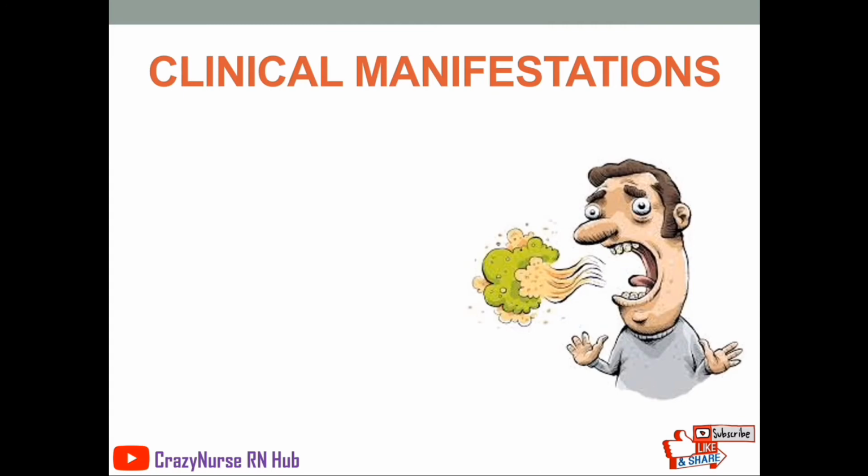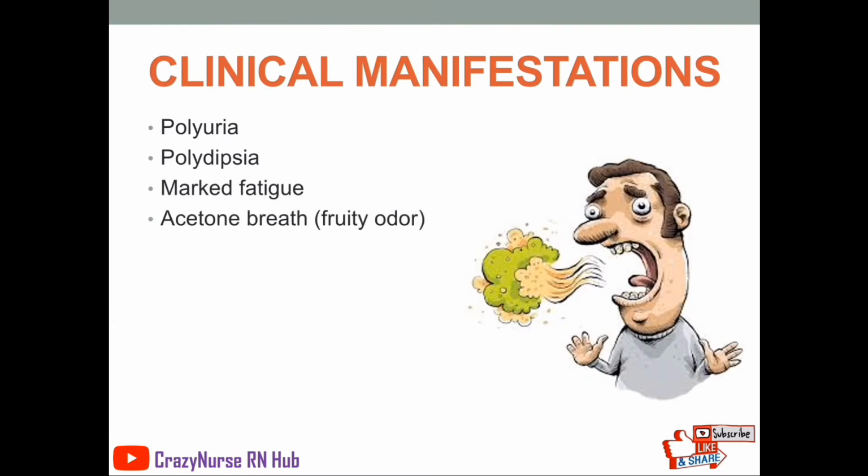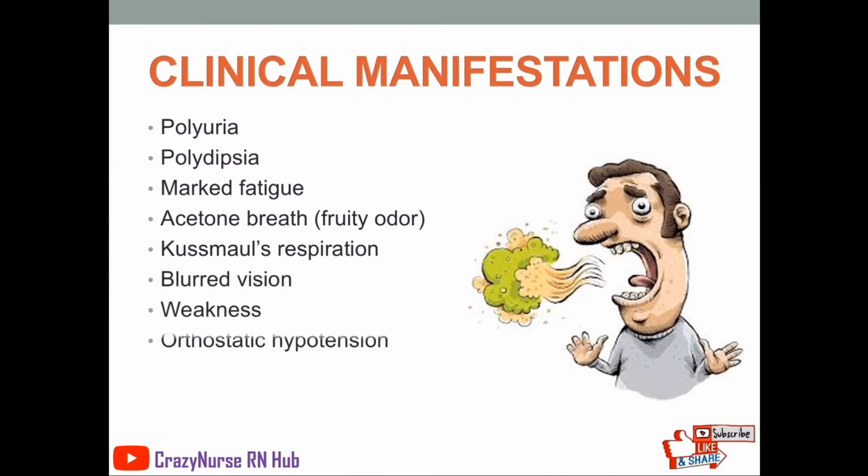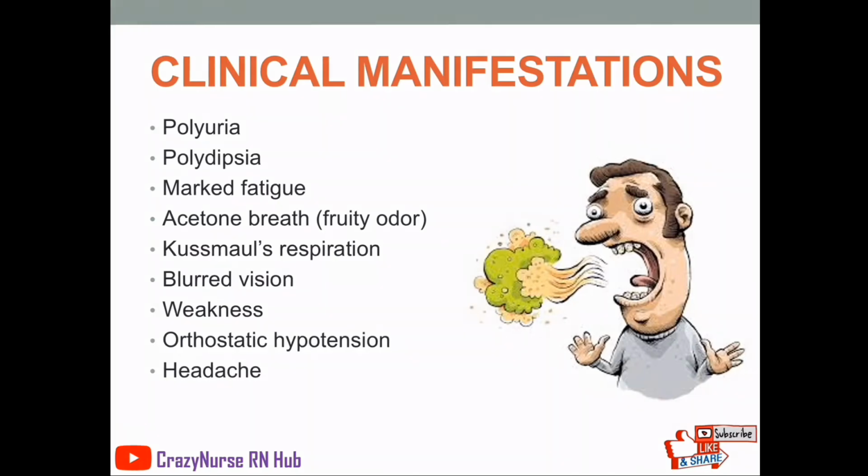For the clinical manifestations of DKA, or diabetic ketoacidosis, we have polyuria, polydipsia, marked fatigue, acetone breath or fruity odor. This is because of the presence of ketone bodies. Kussmaul's respiration is a mechanism of the body to get rid of excess ketones. Blurred vision, weakness, orthostatic hypotension, and headache.